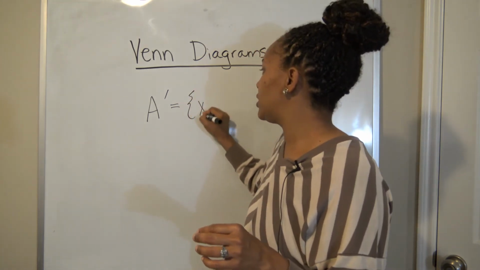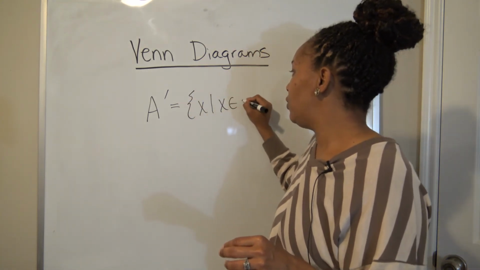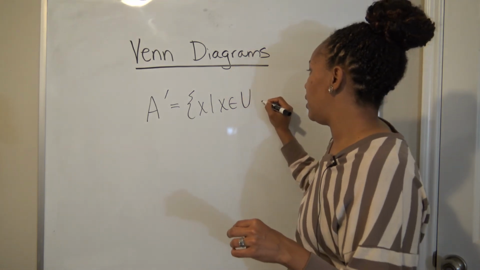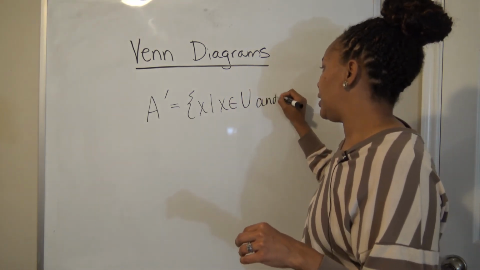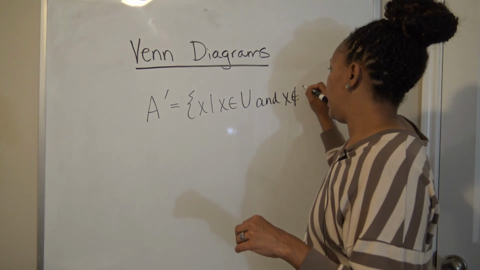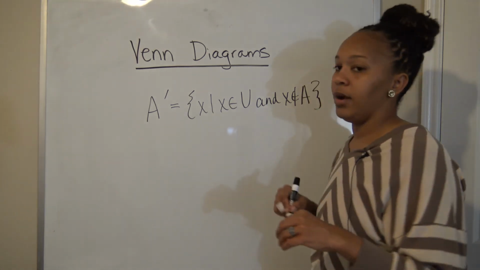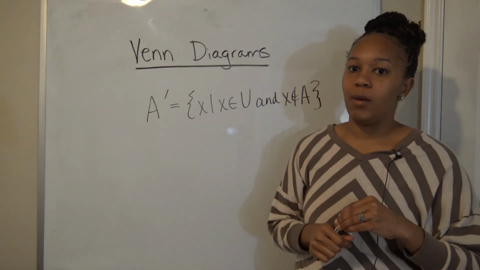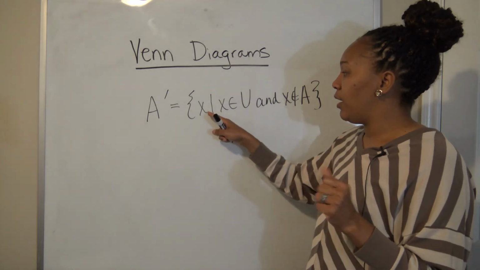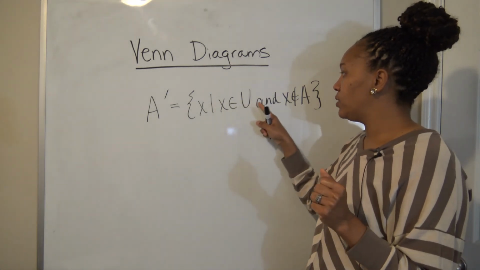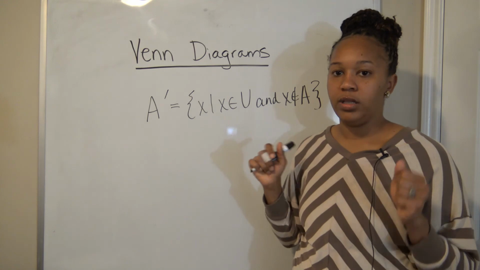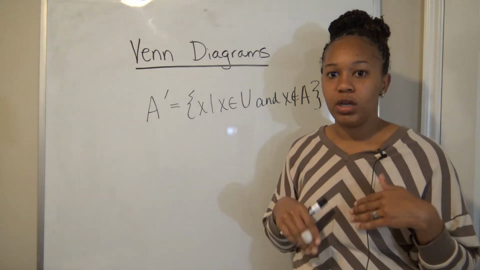And this is the formal definition: it's the set of all X such that X is in the universal set and X is not in A. All right, so that's the formal definition of the complement of A. It's the set of all elements X such that X is in the universal set and X is not in A.